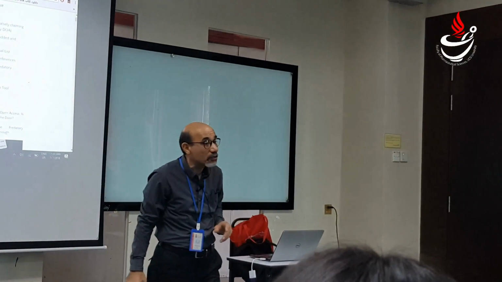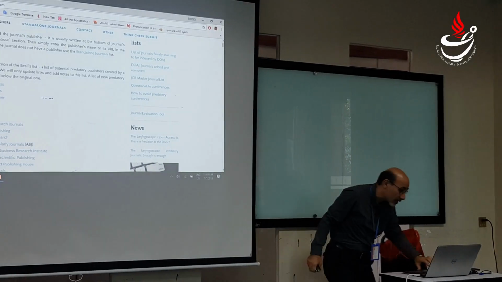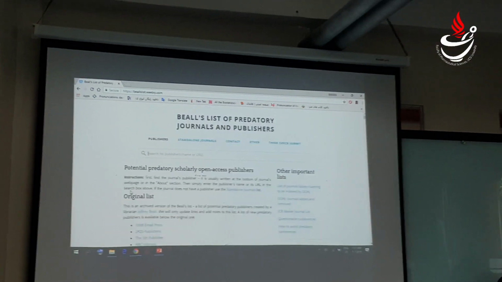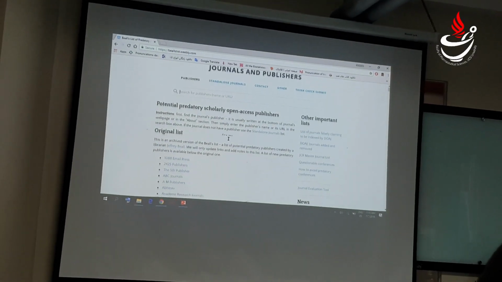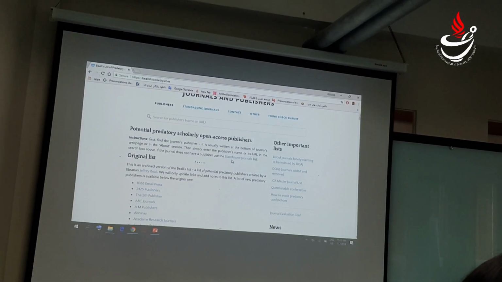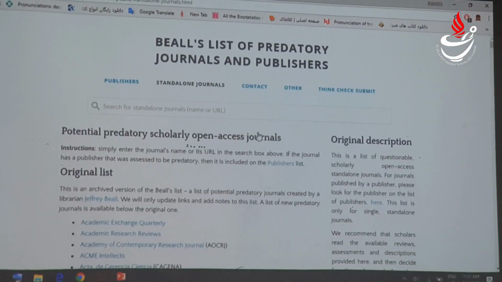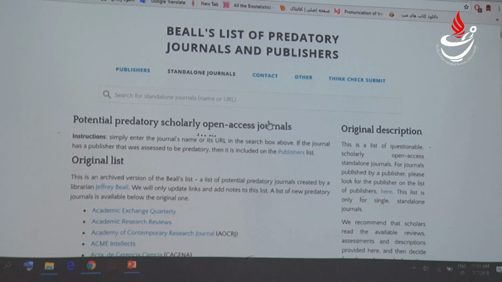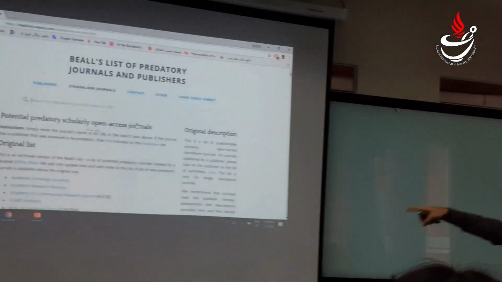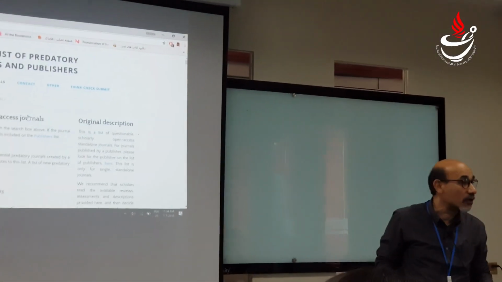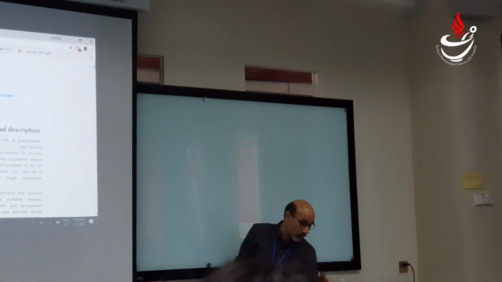And some of the journals are published by themselves, not by publishers. For those stand-alone journals, if you can find no publisher on the web page of that journal, then you can search the list of stand-alone journals. Again, there is a long list of those journals.